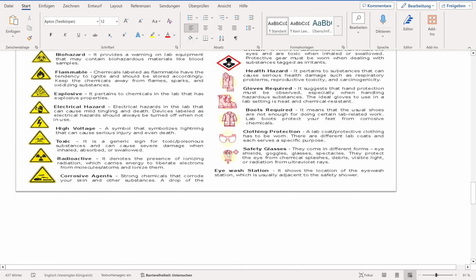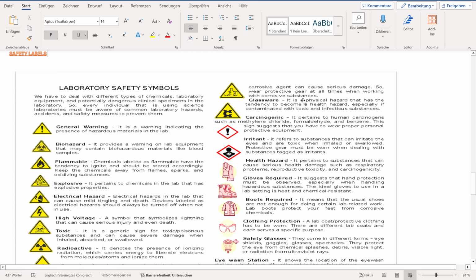Okay, then we have this, we can see an eye and water going there. That's an eye wash station. It shows the location of the eye wash station, which is usually adjacent to the safety shower. Okay, so this is it on safety symbols in the laboratory. These are what I have. There are other safety symbols, like those showing the presence of fire extinguishers and everything, but I just have these in this video.